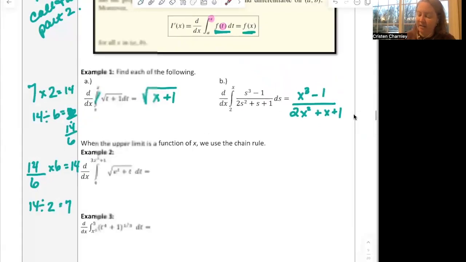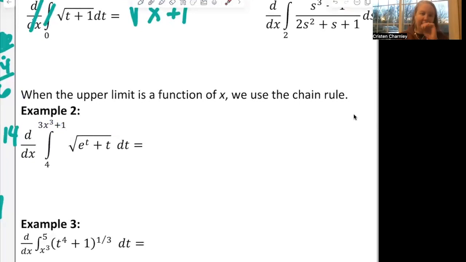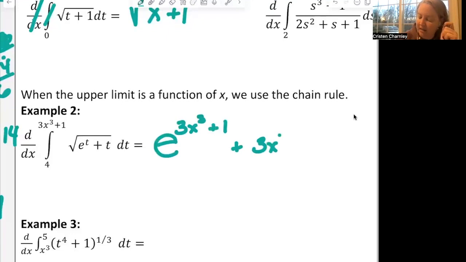Now, that's great if I have just an x, but what happens if I have something more complicated than x, you know, the x to the first power? You've been asking me, how do I know what u is? And that was true when we did the chain rule. So because this is more than just x to the first, this requires a chain rule. So we're going to do exactly the same thing as above. Replace both t's with this 3x squared plus 1, and then there's one more step. So this is e to the 3x cubed plus 1, plus 3x cubed plus 1.